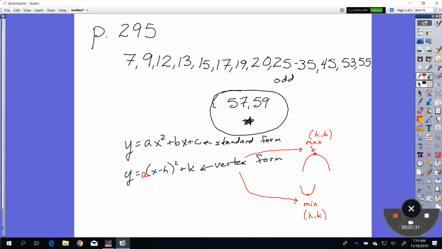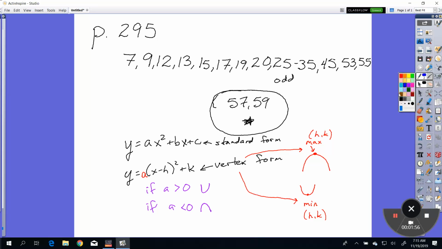If that a is positive, it opens upwards. If that a is negative, it opens downwards. So if a is positive, it opens upwards. If a is negative, it opens downwards.